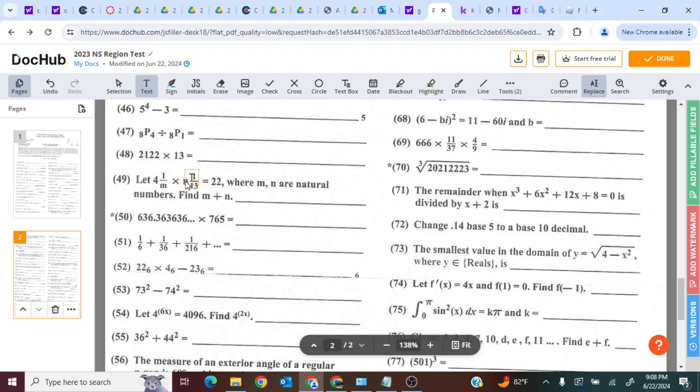Convert this to an improper fraction. 5 times 13 plus 1 is 66. Divide that. Okay, your divisor is now 3, or 22 over 66. Simplified, your denominator is 3. 5 plus 3 is 8.